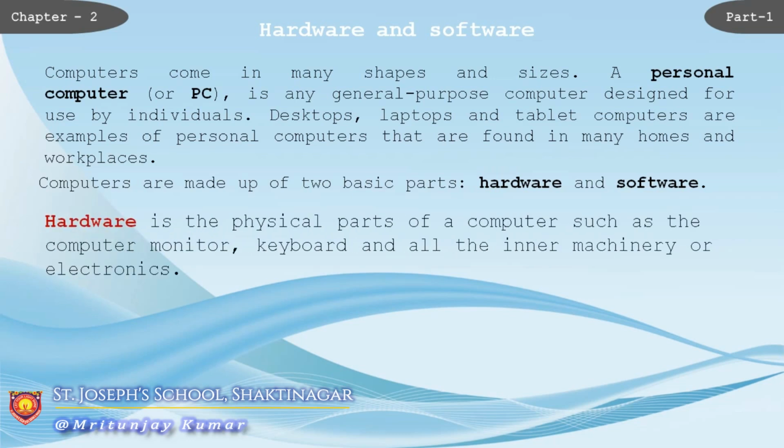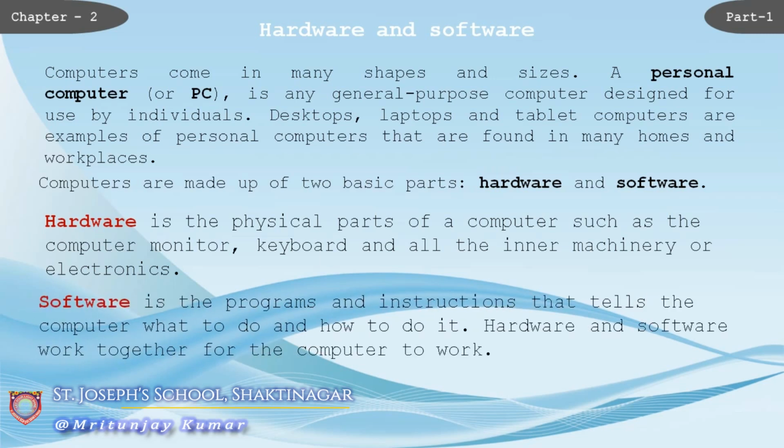And what is hardware? Hardware is the physical parts of the computer, such as the computer monitor, keyboard, and all the inner machinery or electronics. Similarly, software is a program and instructions that tell the computer what to do and how to do it. Hardware and software work together for the computer to work.